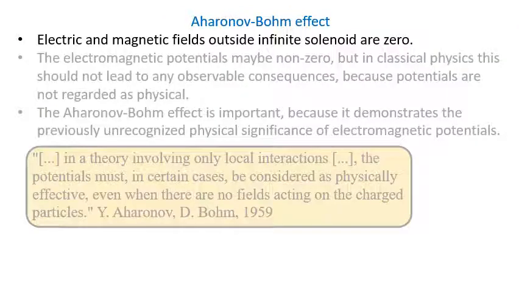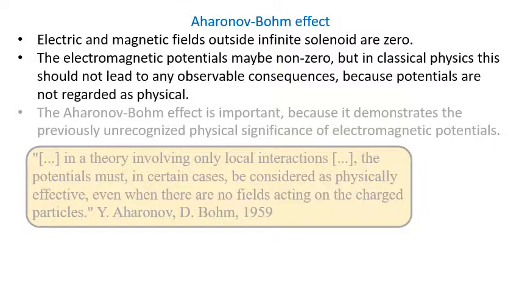Let me stress these points again. Electric and magnetic fields outside the infinite solenoid are zero. According to Maxwell theory, electromagnetic potentials may be non-zero, but the usual assumption was that this should not have any observable consequences because electromagnetic potentials were regarded as purely formal mathematical quantities.